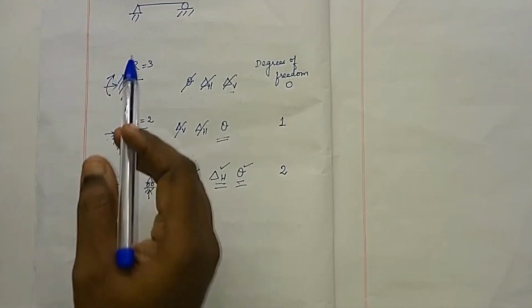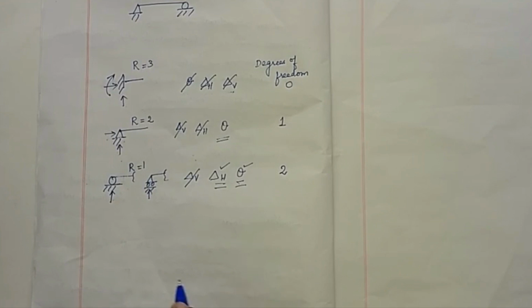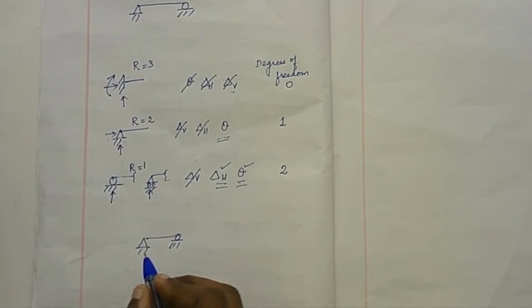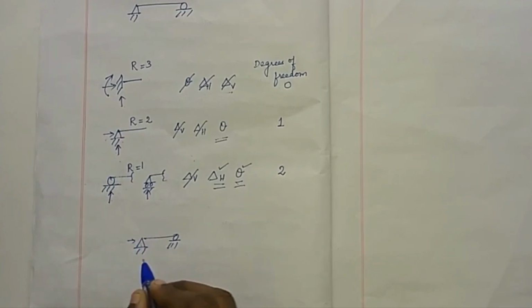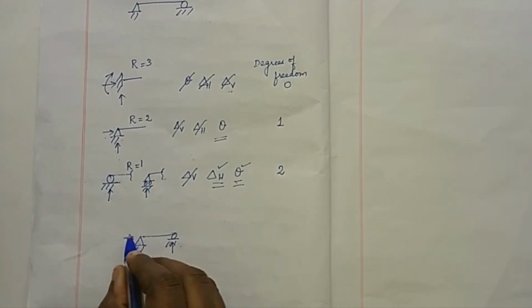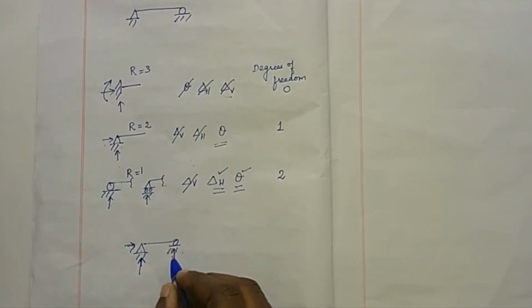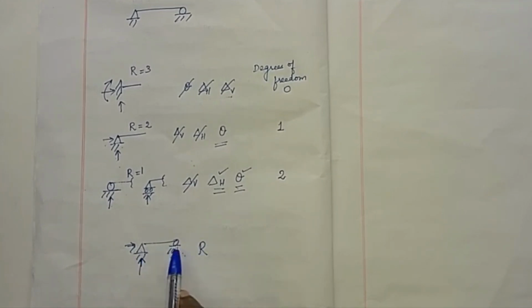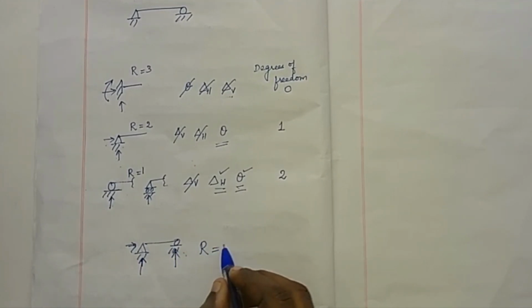Now we go into a simply supported beam. So let me consider a simply supported beam. Here I can write there are two reactions at the hinge end and one reaction at the roller end. So there are three reactions. My capital R for this structure is 3.